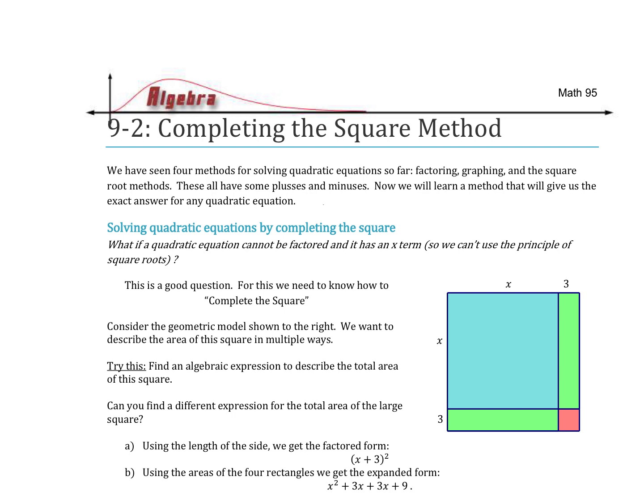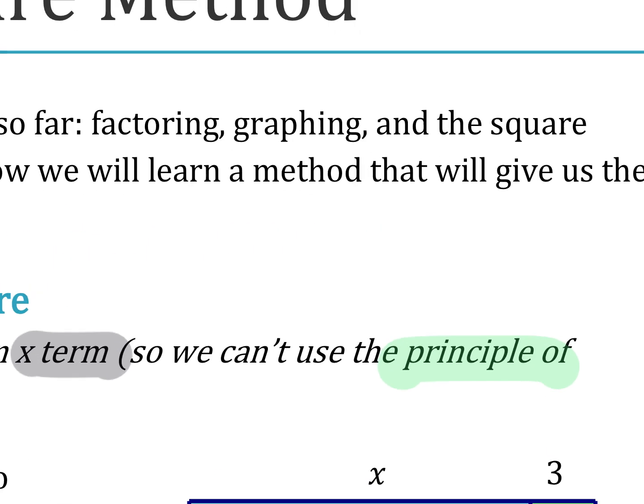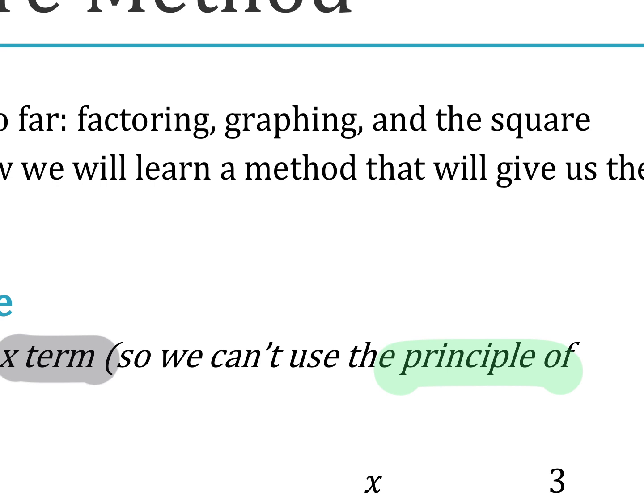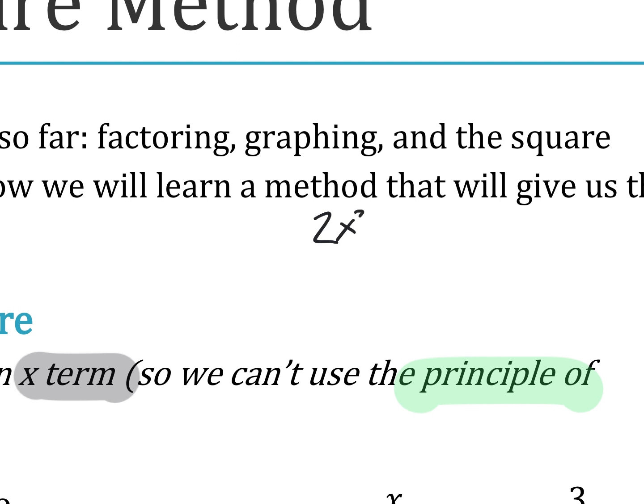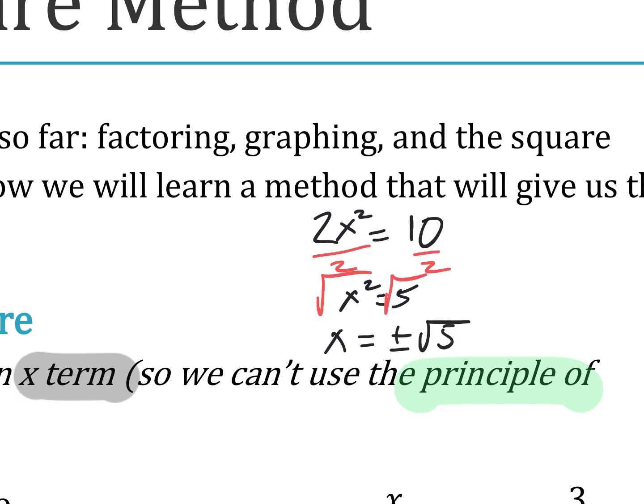So what if we got an equation that has no x term, and so we can't use the principle of square roots? So what is that principle of square roots? Let's remind ourselves of that. If we have 2x squared equals 10, we could divide both sides by 2, and we can get x squared equals 5, and we can square root. And we get two answers. X is positive or negative square root of 5. All right, so that's using the principle of square roots.